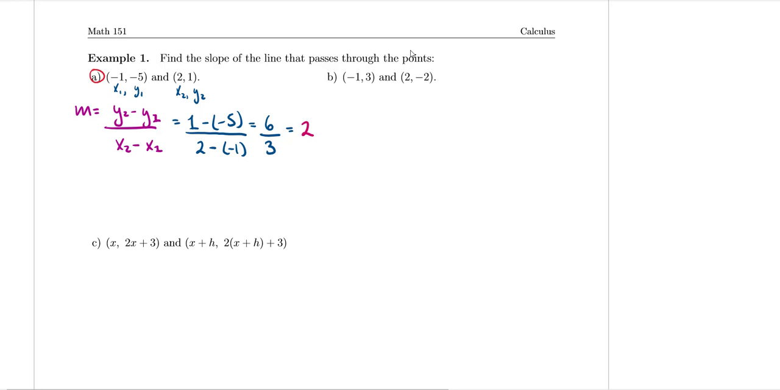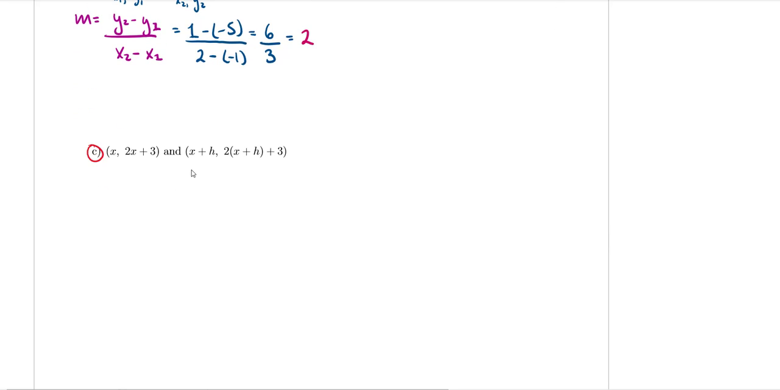Excellent. Now, for extra practice here, let's take a look at the nasty looking one, Example C. What is the slope of the line going through the points x comma 2x plus 3 and x plus h comma 2 times x plus h plus 3?